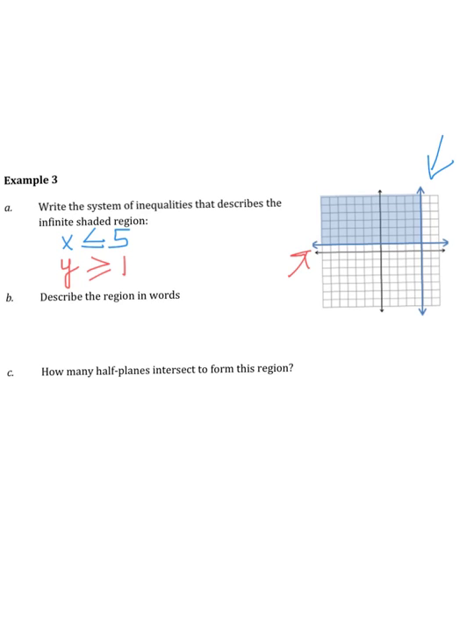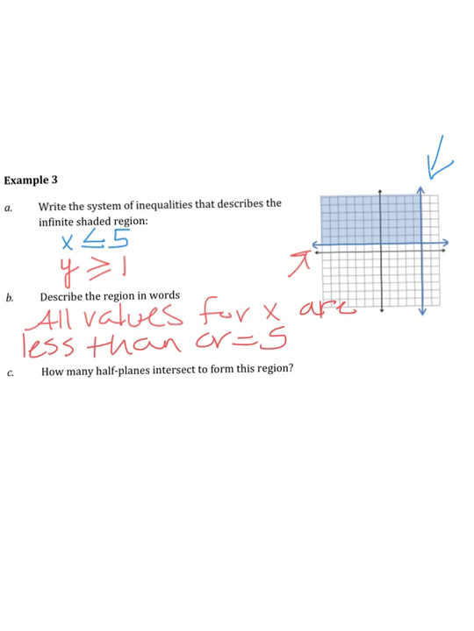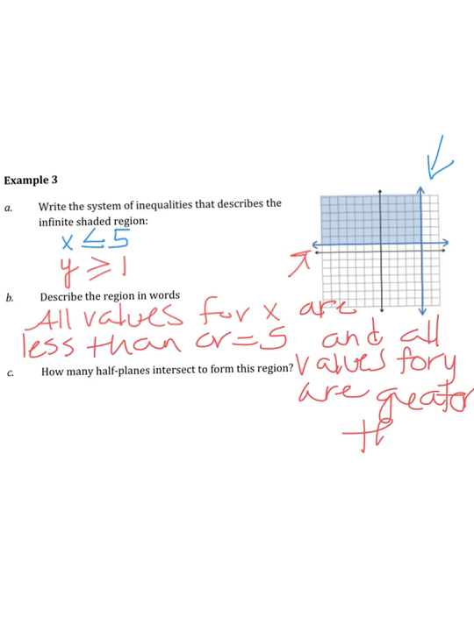To describe the region in words, all values for x are less than or equal to 5, and all values for y are greater than or equal to 1. How many half planes intersect to form this region? 2 half planes.